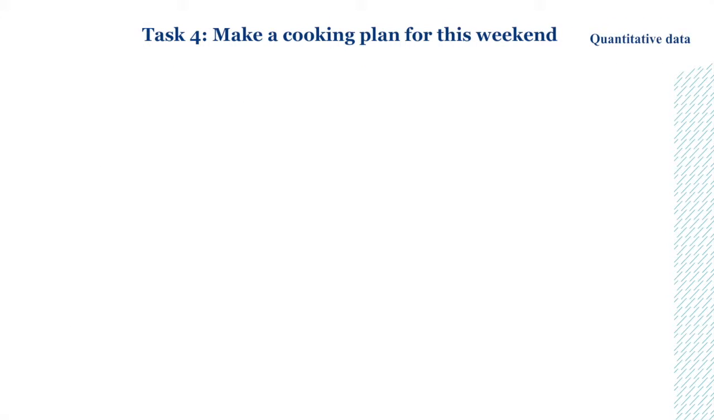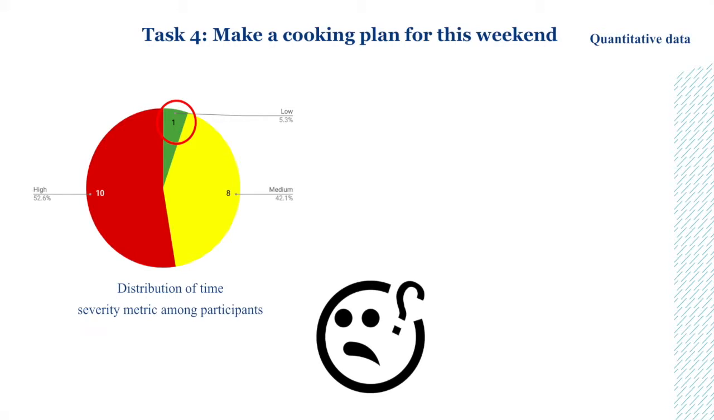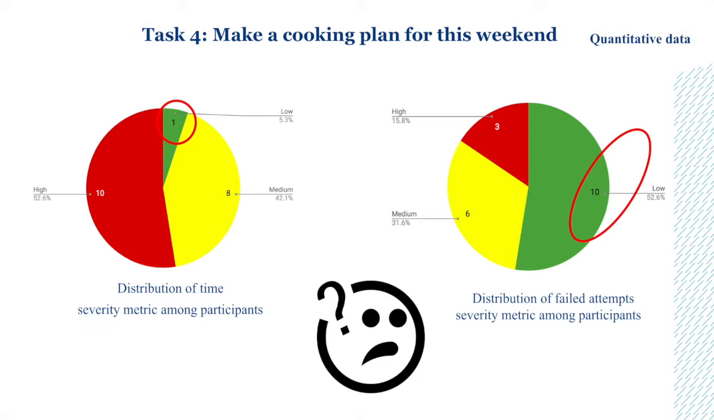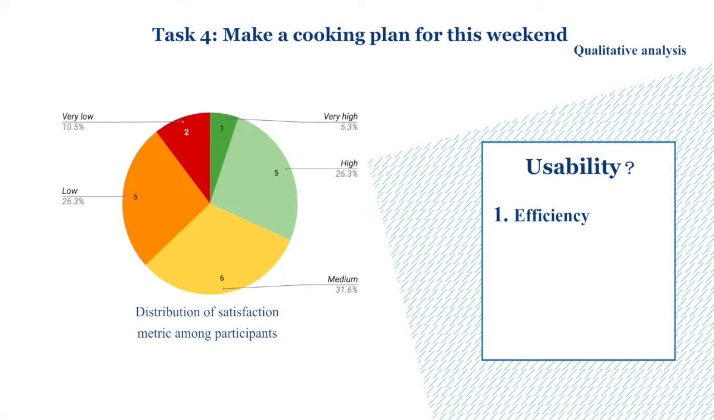Task 4 is to make a cooking plan for this weekend. According to the data, only 1 participant completed the task in a short time. However, 10 out of 19 participants used fewer attempts. Both data and user behavior indicate potentially low efficiency, bad error recovery, and good utility in this part. The distribution shows that the difficulty of this task varies from person to person.